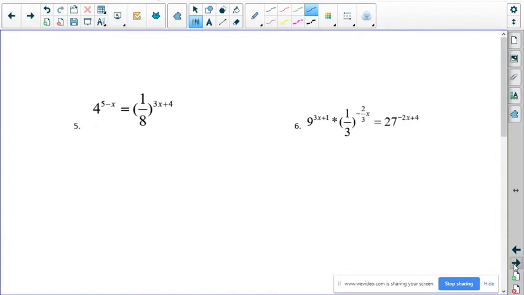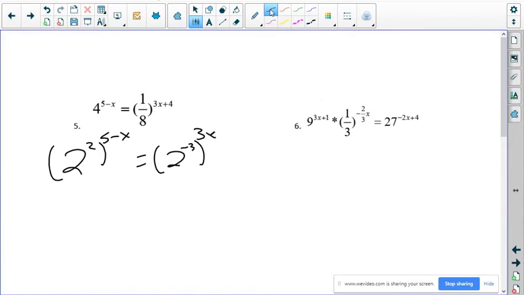Then in number 5, we're going to do the same thing. Here, this 4 is the same as 2 squared. And here, this 1/8 is the same thing as 2 to the negative third power. So power to a power, we multiply the exponents, 2 to the 10 minus 2x, and this is 2 to the negative 9x minus 12.